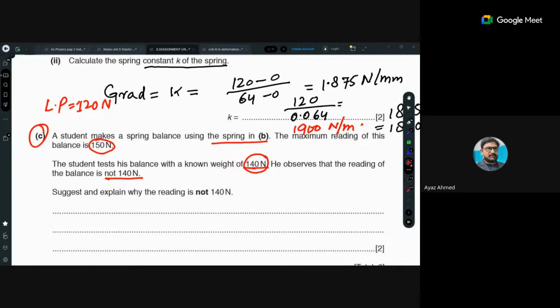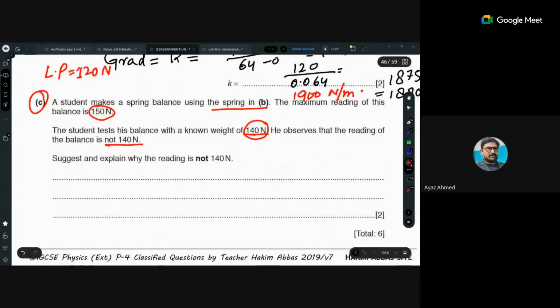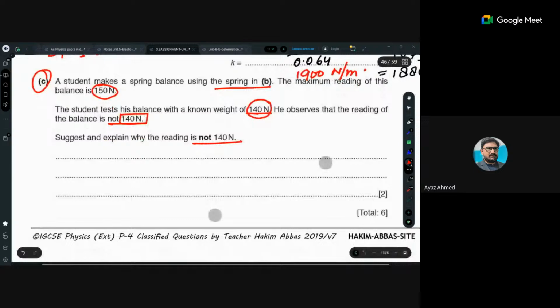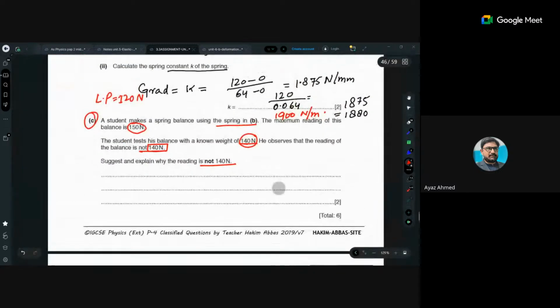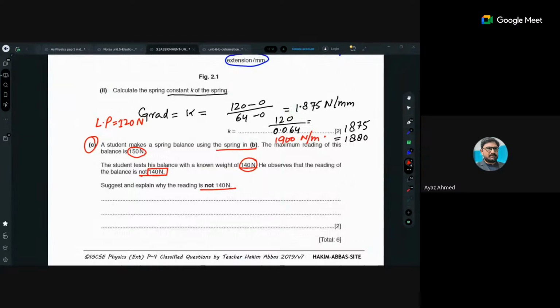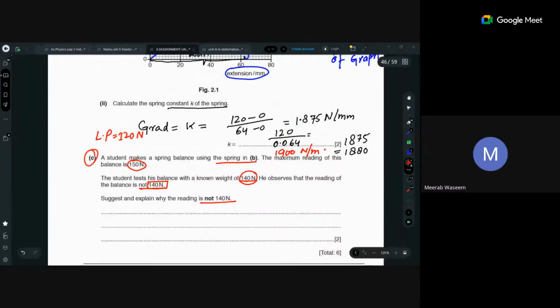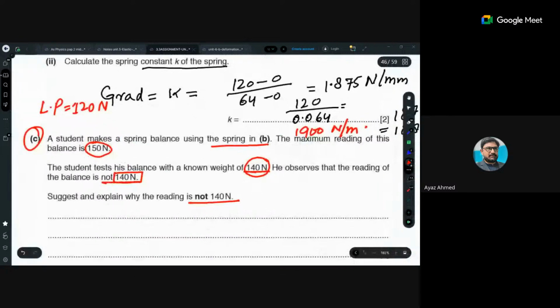But when he tests this weight, it is observed that the reading is not 140. Suggest and explain why the reading is not 140 Newton. Who will explain this? Did you get the question? Sir, can you explain the question again? Yes. My question is, the spring we are using has a limit of proportionality of 120 Newton, right? Is this clear?